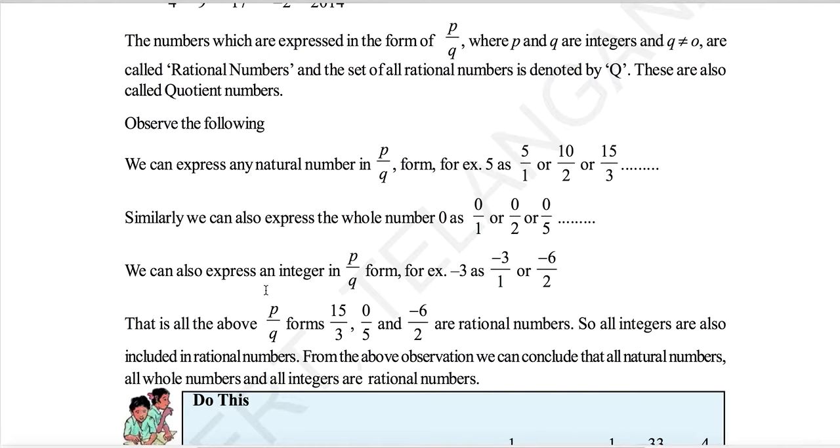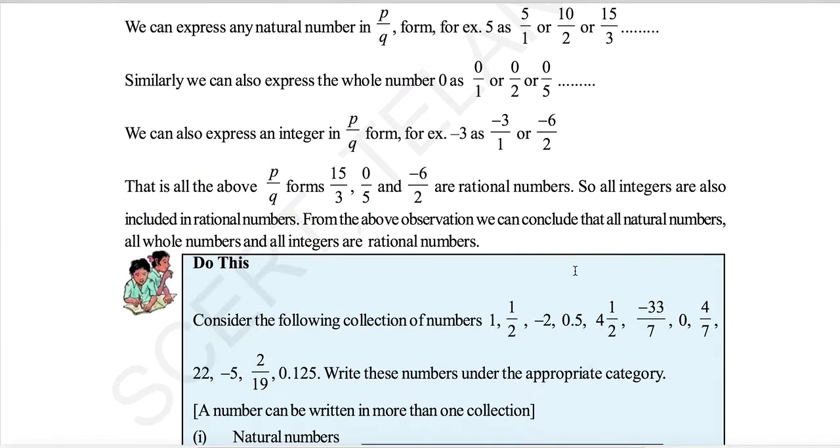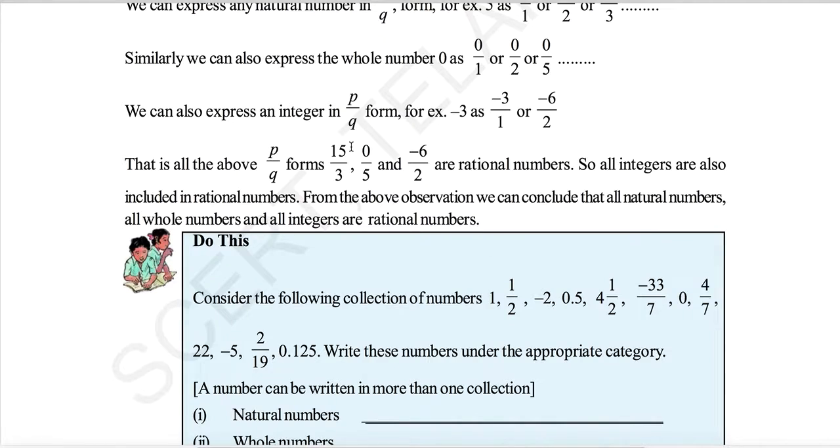We can also express an integer in p by q form. For example, minus 3 is minus 3 by 1, minus 6 by 2, minus 9 by 3, minus 12 by 4. The above p by q forms are rational numbers, so all integers are also included in rational numbers. From the above observation we can conclude that all natural numbers, all whole numbers and all integers are rational numbers indeed.